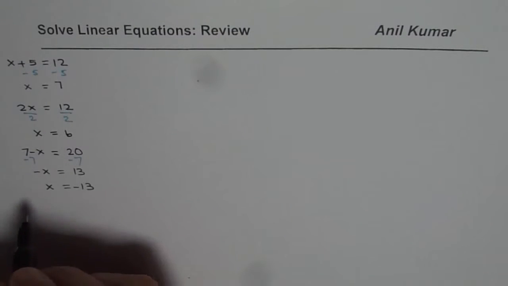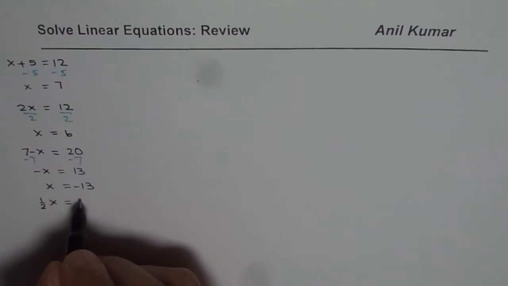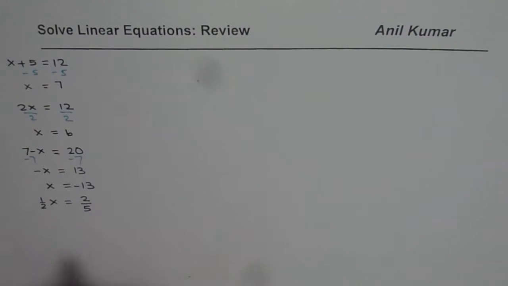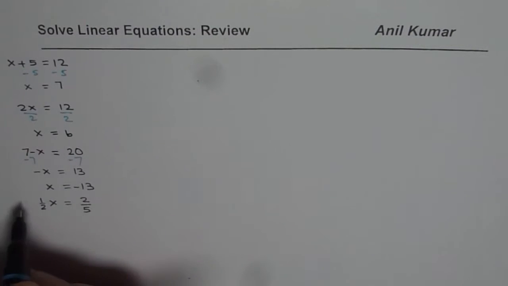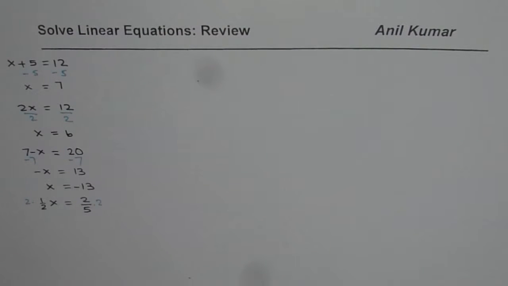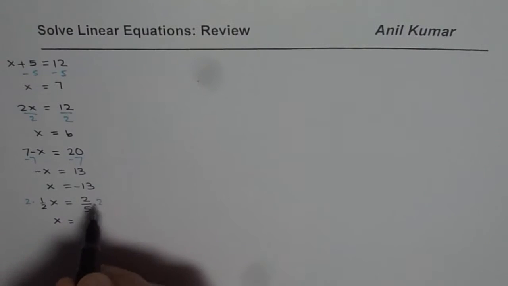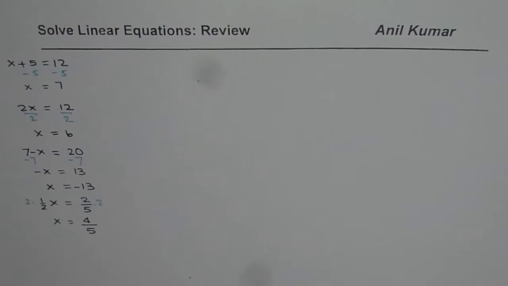Let me take that example. Let us say half of a number is equal to 2/5. Now how do we get the value of x? We multiply by 2 on both sides, right? So we just multiply by 2 on both sides to get rid of the fraction. That is the strategy. Once you do that, you get x equals 2 times 2, 4 over 5. So you could even get an answer in fraction, just as we got here.